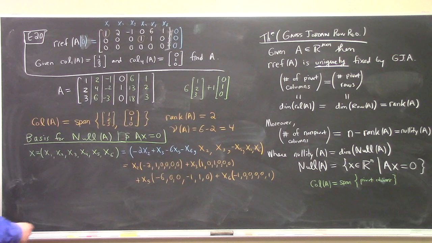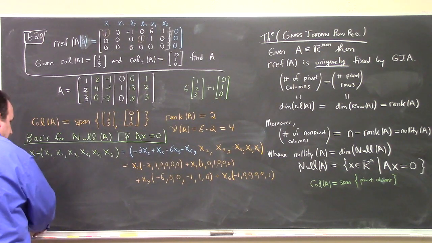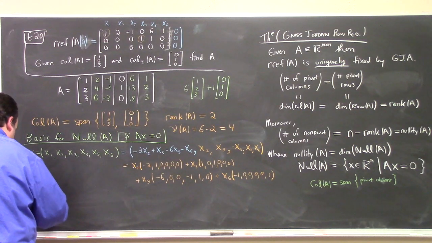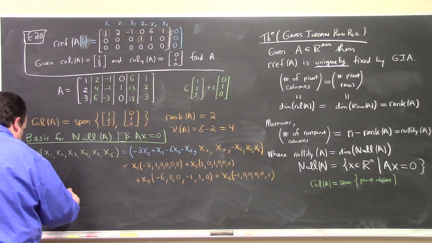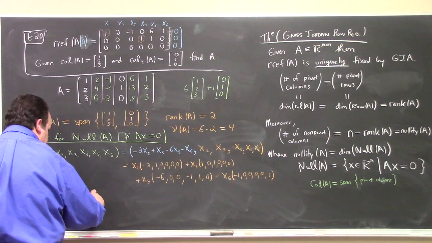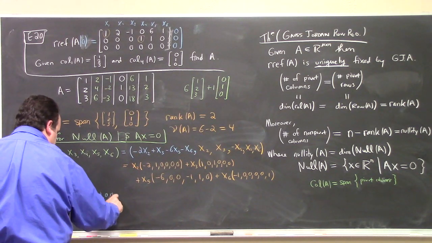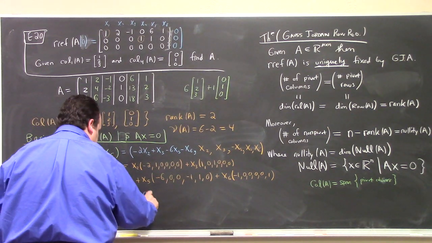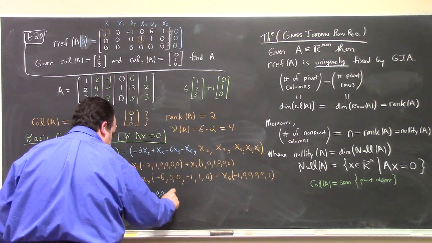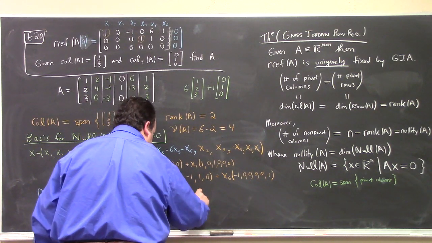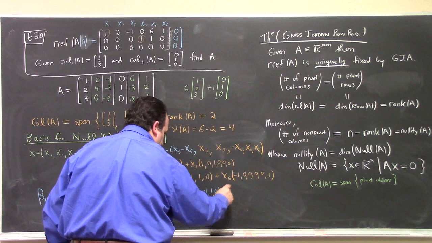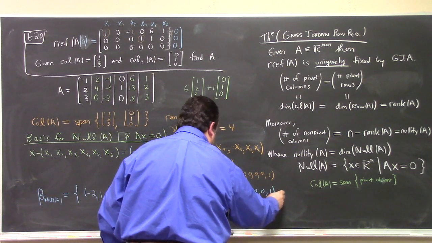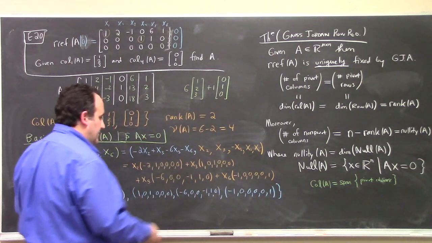So the basis for the null space: minus 2, 1, 0, 0, 0, 0. 1, 0, 1, 0, 0, 0. Minus 6, 0, 0, minus 1, 1, 0. Minus 1, 0, 0, 0, 0, 1. There's your 4 vectors.